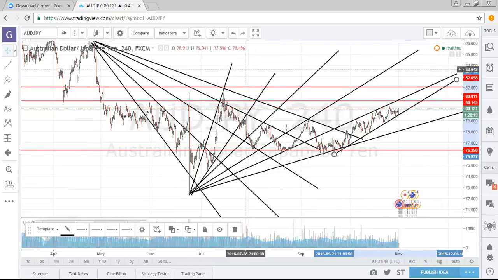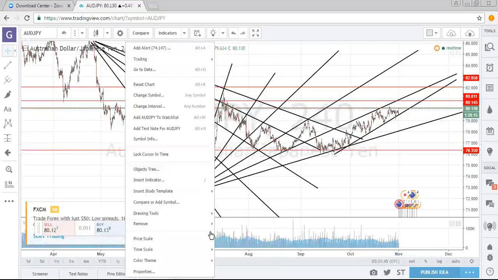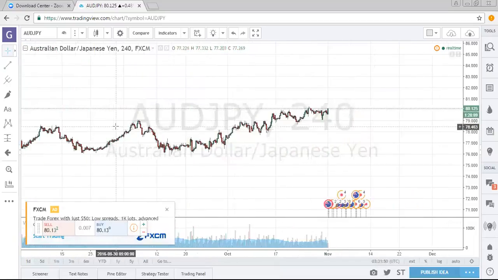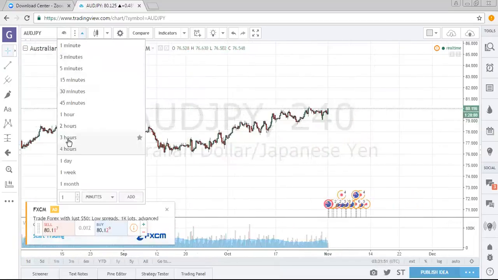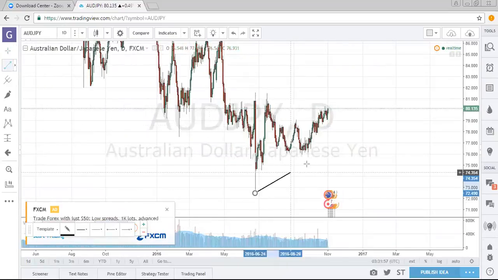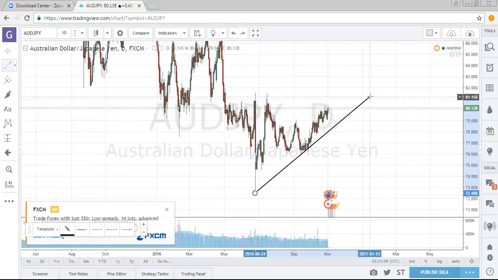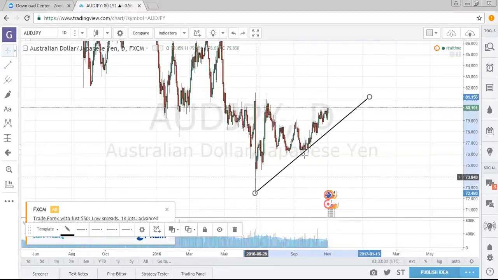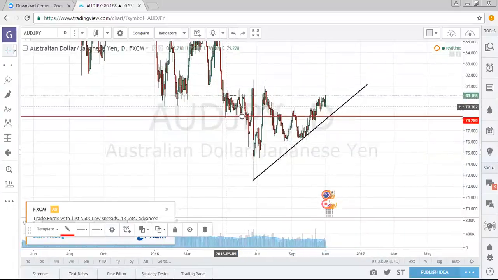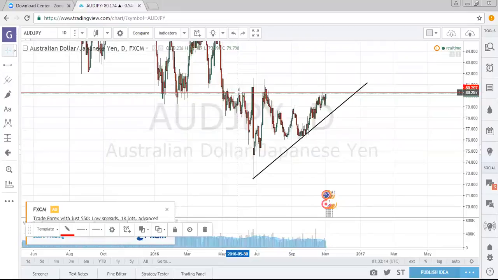Now, if this is too much for you right now, just practice. Just practice basic trend lines. Look, it's on an uptrend right now. Okay. Resistance level right here. Okay.